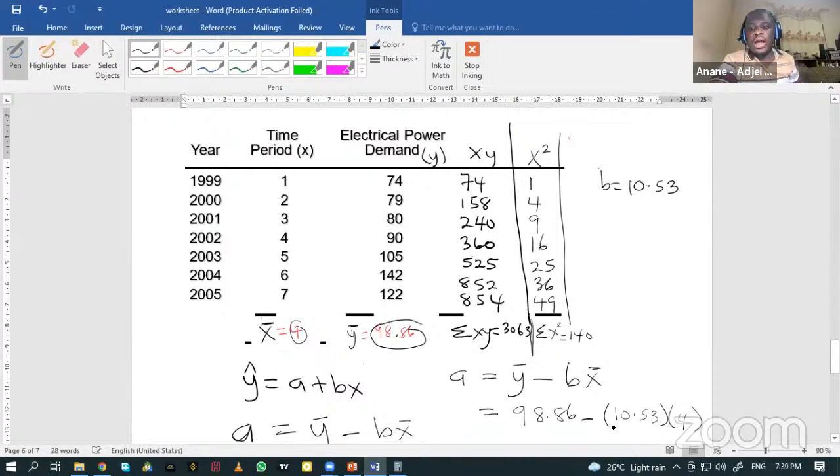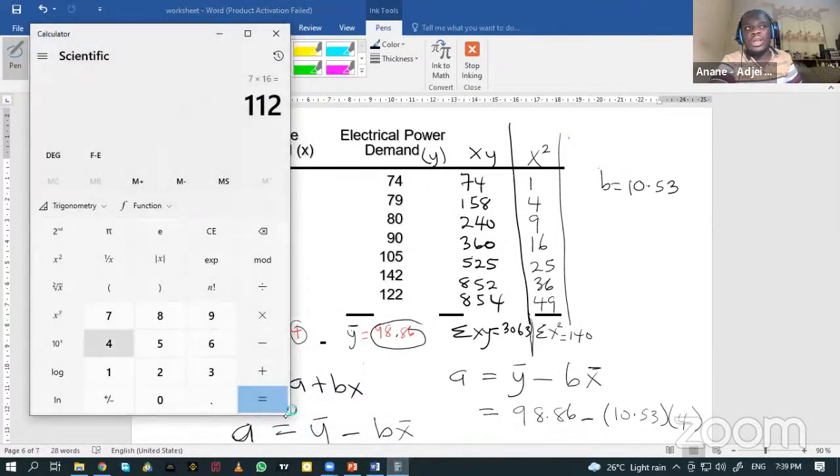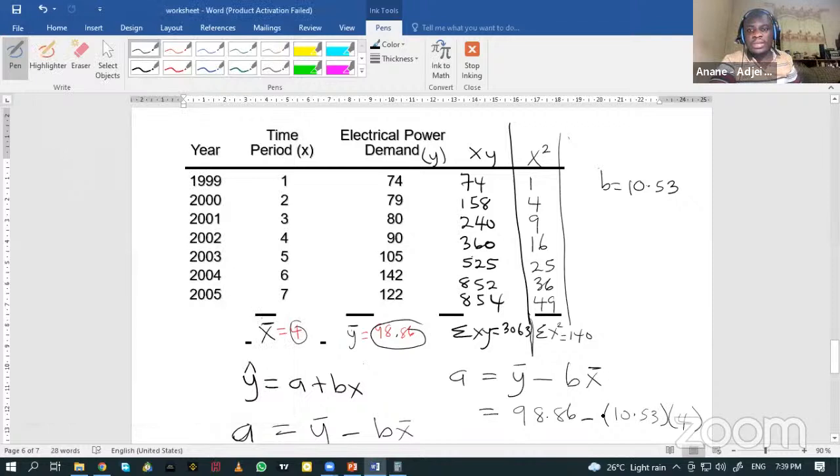So let's do the calculation. 10.53 multiplied by 4. What is the figure? I don't want to write the answer straight away. I want to take it gradually so that those who did not understand it yesterday can actually understand what we are trying to do. Multiply by 4, which is 42.12. So 10.53 multiplied by 4 is going to give us 42.12.